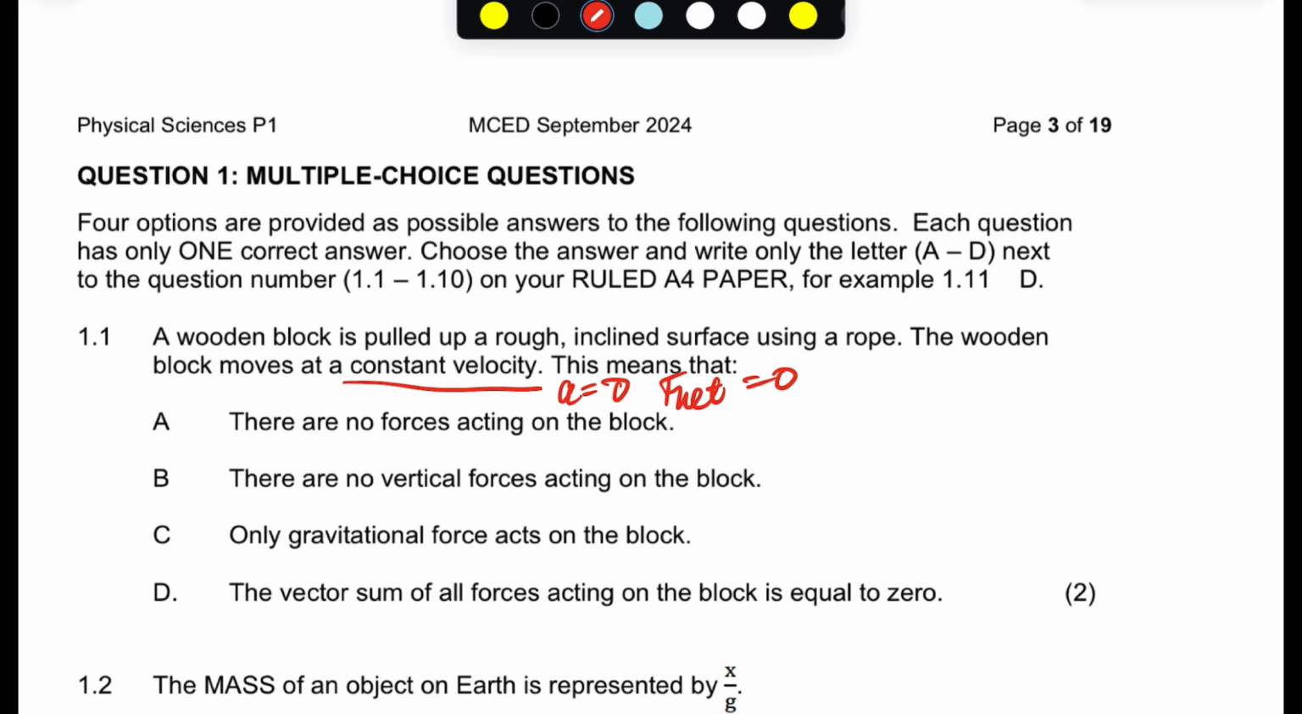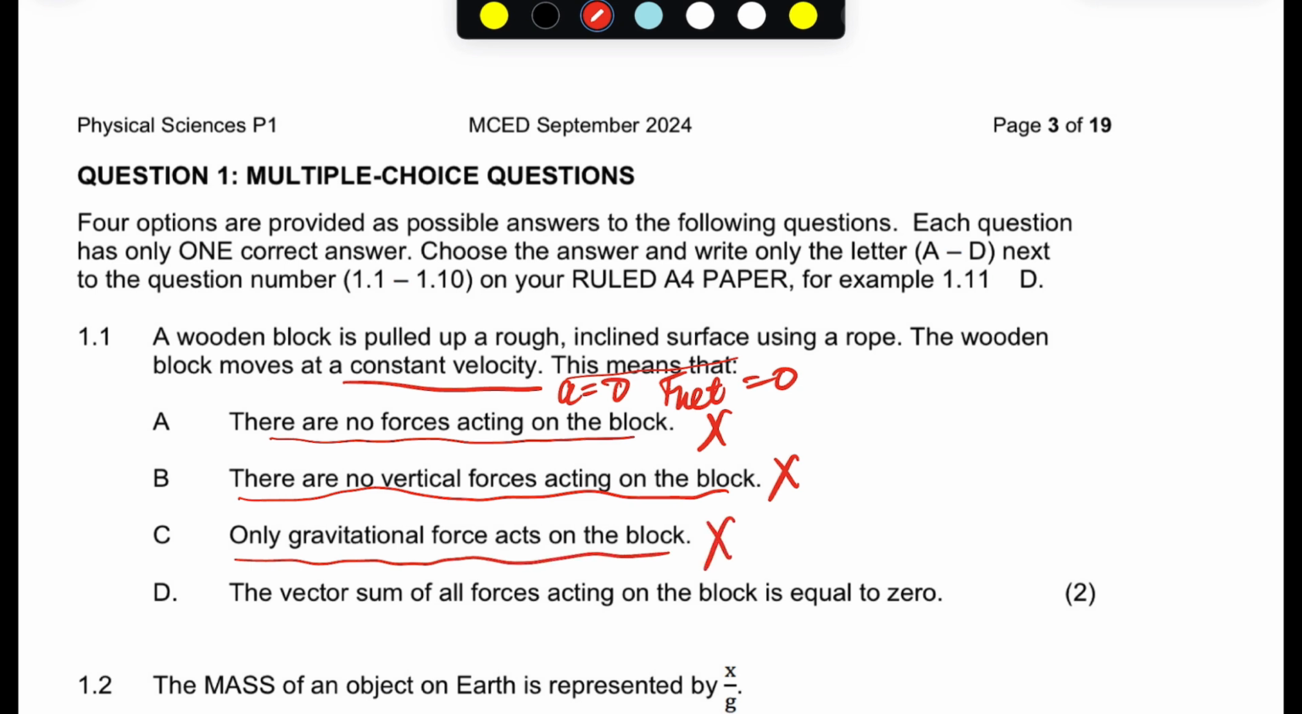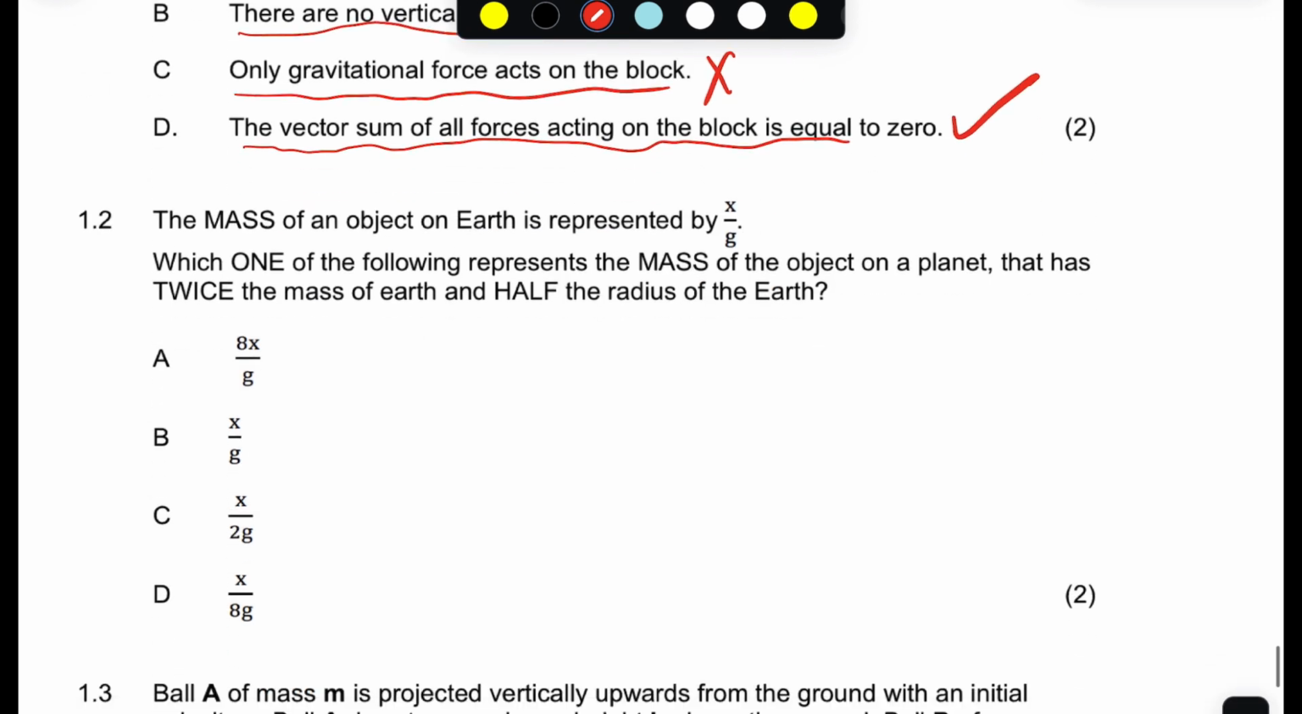Let's look at the options. It says this means that there is no acting force. There are no forces acting on the block. That's incorrect. There are forces acting on the block, but the sum of them is equal to 0. No vertical forces acting on the block. That's incorrect. There are vertical forces acting on the block. Only gravitational force acts on the block. That's incorrect, that's obvious. The sum of all forces acting on the block is equal to 0. That's the answer there.